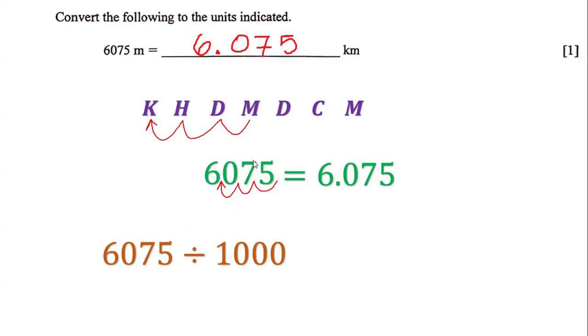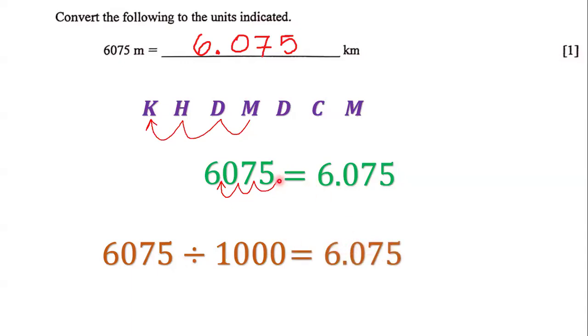So that's the idea there, right? We move over 3 times. 1, 2, 3. And for each time we move, we have to put a 0 after the 1. So what do I get when I do 6,075 divided by 1,000? I get 6.075. Very good.